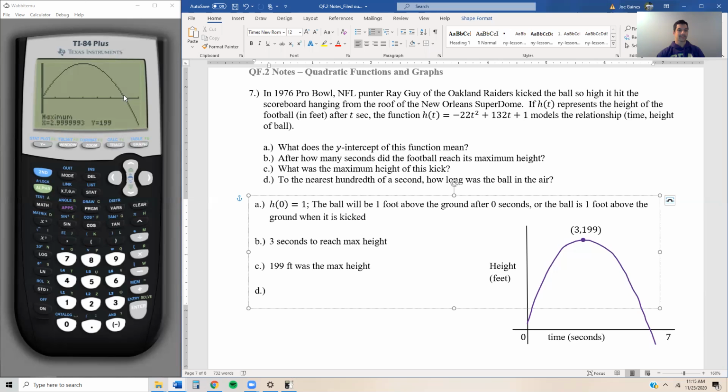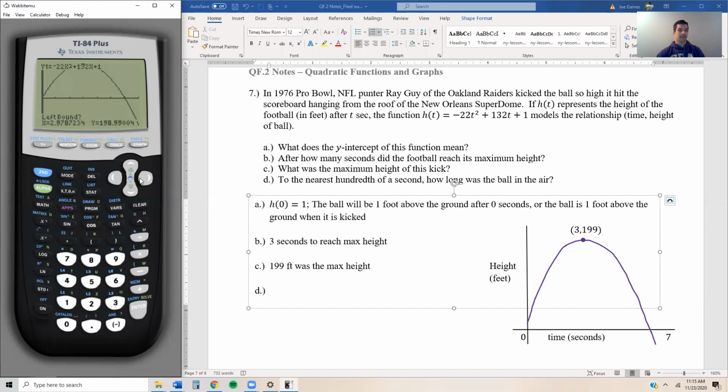What I want to find is this location where it hits the x-axis. So I can do that by hitting second, trace, and going back to the calculate menu. This time I want to find the x-intercept. Another word for x-intercept is 0. So I can select the second option.